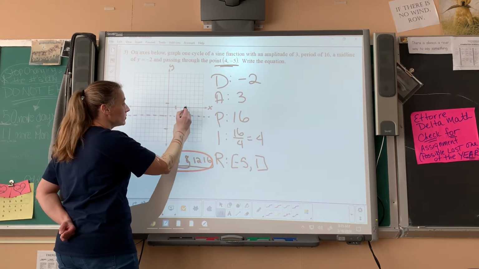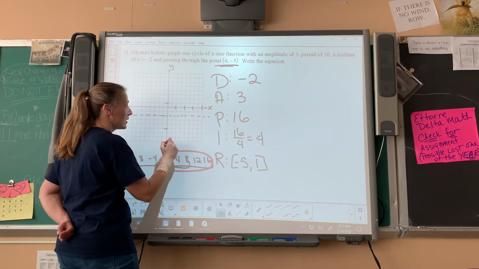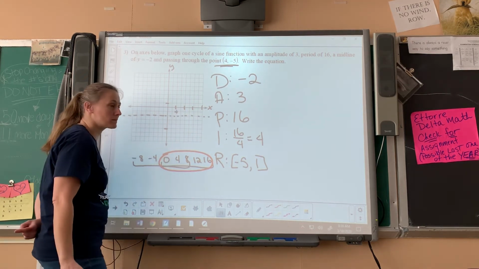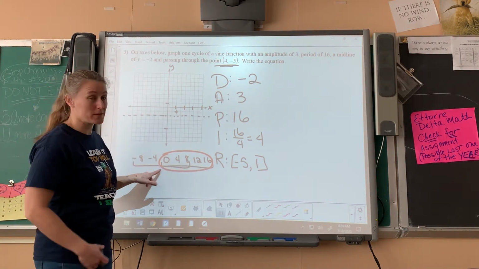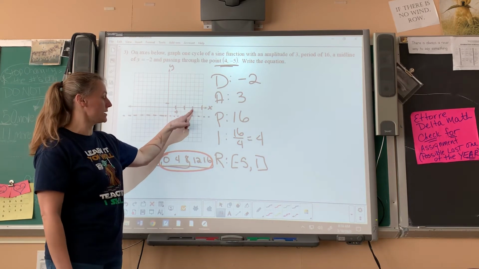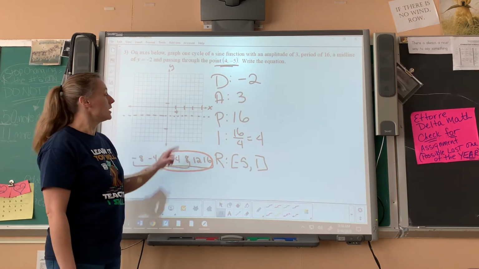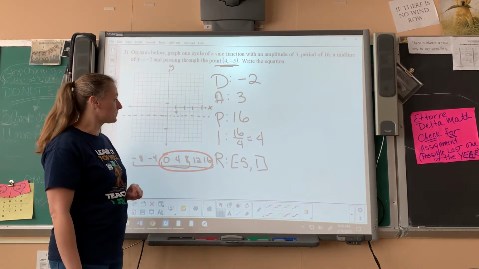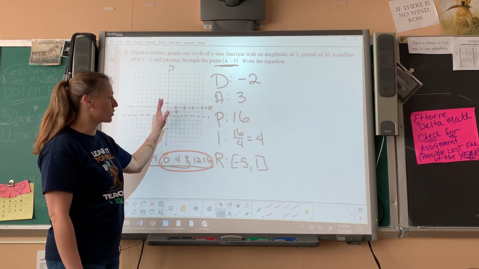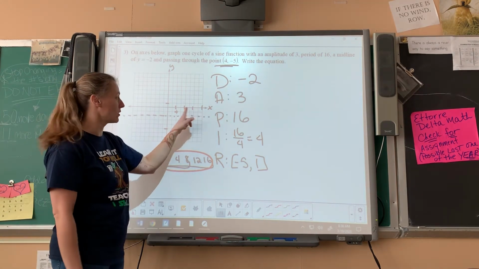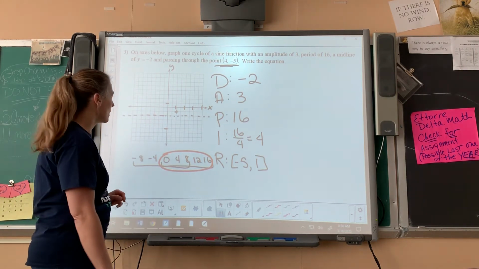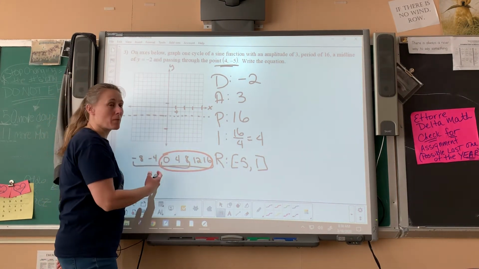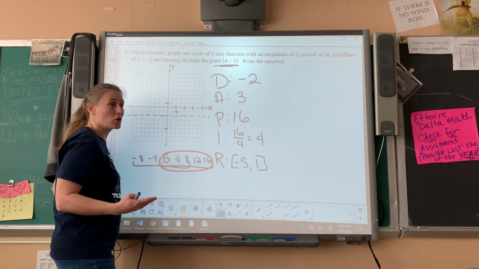1, 2, 3, 4, 5. So this is 4 right there. This is my 0. Remember, these are the points that I'm doing: 0, 4, 8, 12, 16. So this is 4. I only have to really put 1 spot. You don't have to label each little mark. As long as you've labeled 1, you're good. And I don't really have to label my y-axis because they're all just ones.